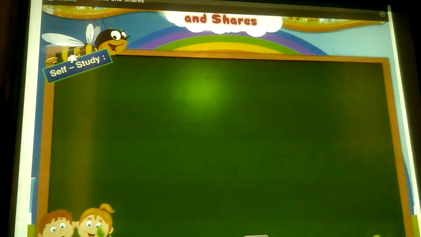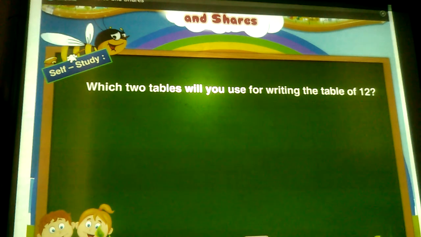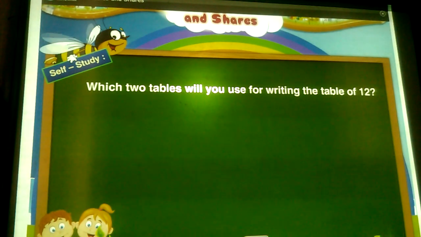Self-study. Which two tables will you use for writing the table of 12?